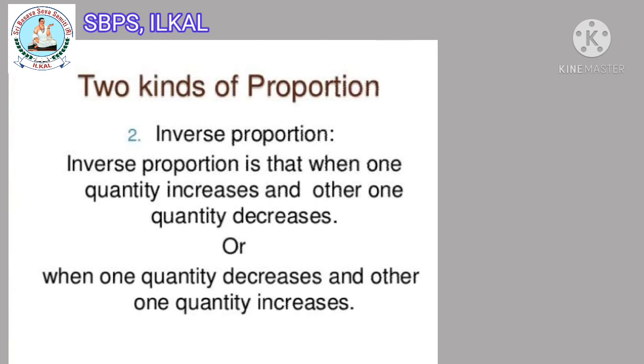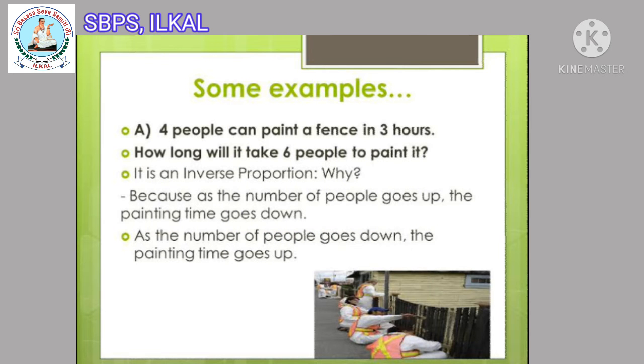Inverse proportion. Inverse proportion is that when one quantity increases, the other quantity decreases, or when one quantity decreases, the other quantity increases. 4 people can paint a fence in 3 hours. How long will it take 6 people to paint it? It is an inverse proportion.